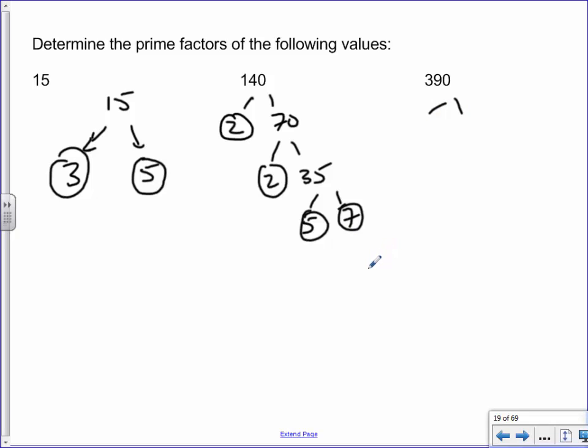So why don't we try this two ways again here? Let's try picking off just a small number to start with. Ends in a 0, it's even. Let's pick off a 2 then. 390 divided by 2.